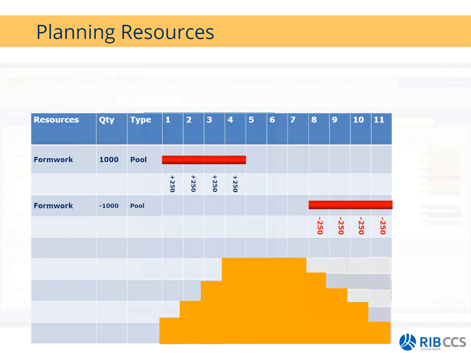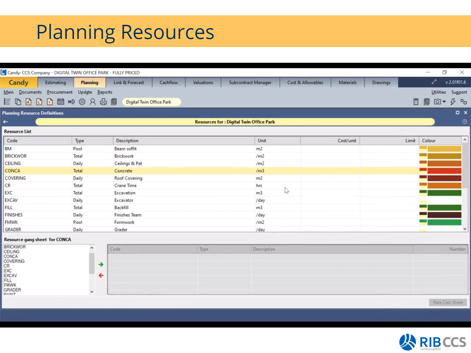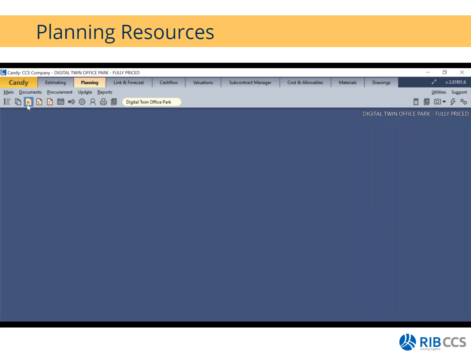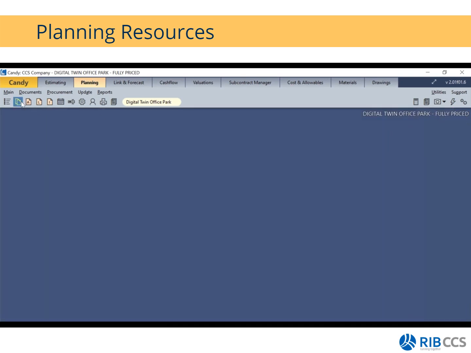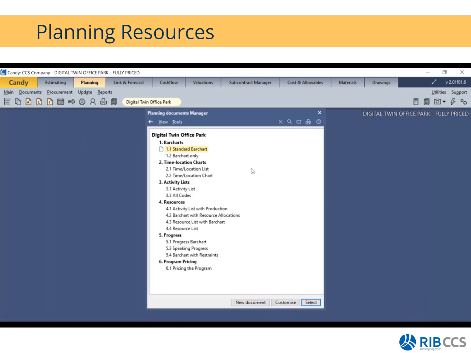Okay. So let's get back to Candy. Now that we have defined our resources, the next step for us is to allocate it to the activities. Yes, I can use the activity bar chart list, which is document 1.1, and just customize it, or I can see which document is available for use under the document manager for planning. And here you'll see under number 4, we have 4.2, which is a bar chart with resource allocations.